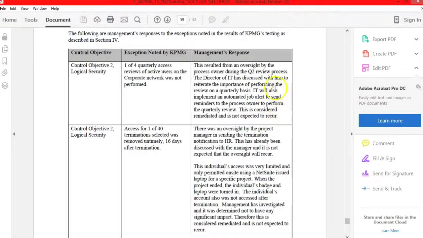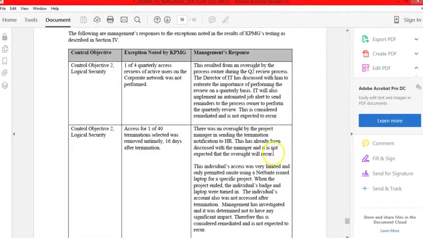Ideally, they would tell me that, oh, when we did finally do the review, we didn't find anyone who had inappropriate access, or we didn't find any exceptions, or we found 2 exceptions and here are the reasons why they're not a problem for us. But I think this response is a little short.